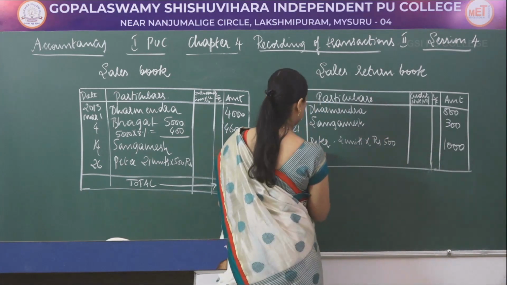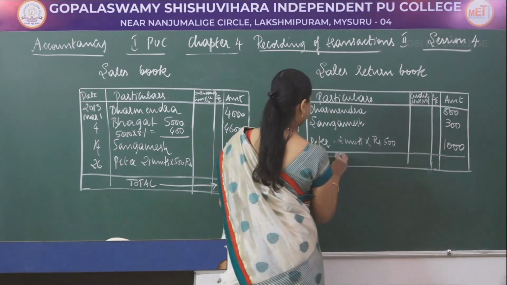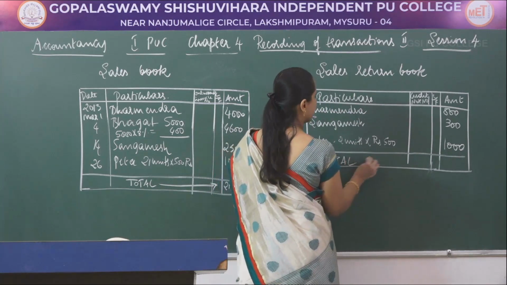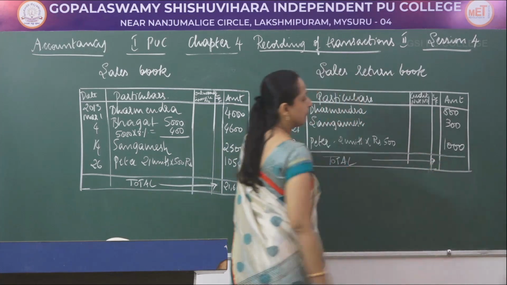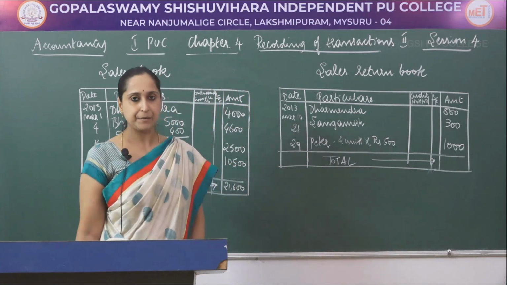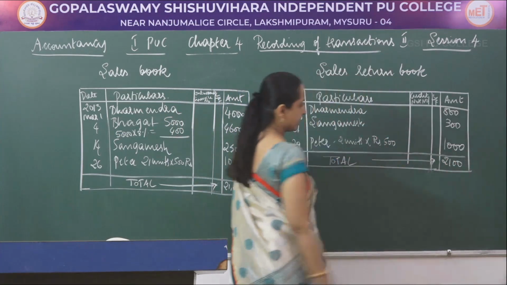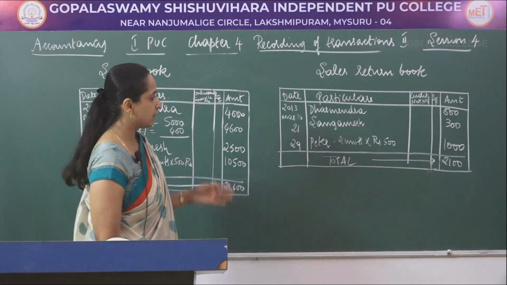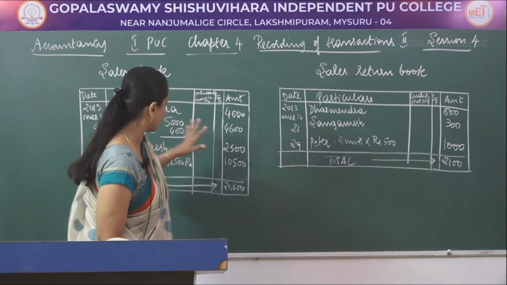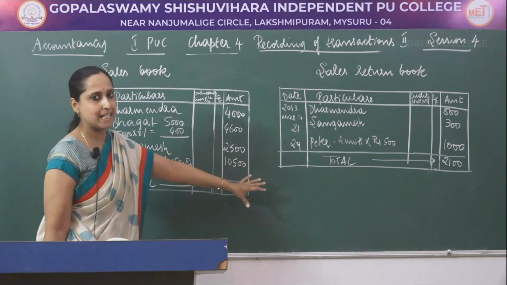So this is sales return book. These are the transactions which we have recorded in sales return book. If I total this, I get 2,100. So this is sales book, this is sales return book.